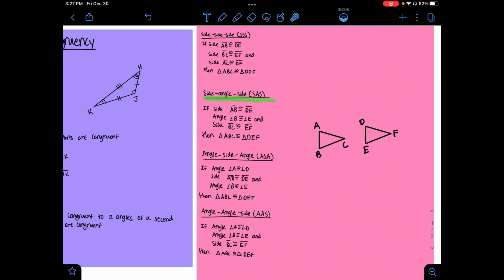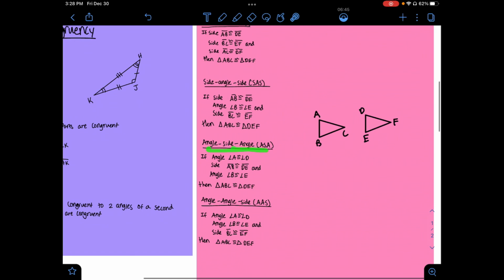Now we're going to talk about side, angle, side, which is SAS. That's if side AB is congruent to DE, angle B is congruent to angle E, and side BC is congruent to EF. Then these two triangles are congruent. How you can use this is: this side and this side, and the angle that it makes between those two lines, if that's congruent to this side and that angle, then they're congruent. So it has to be the angle that's in between the two lines. It can't be side AB, side BC, and then angle A. It has to be the angle in the middle of those two sides.